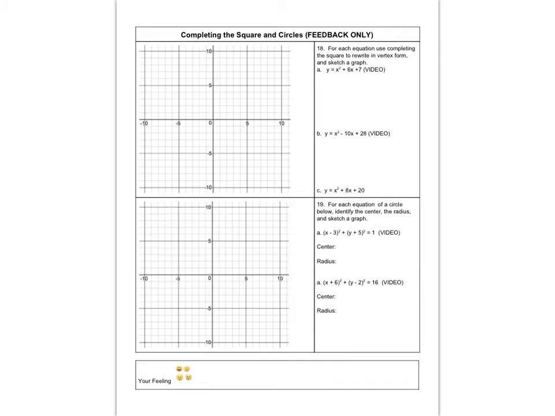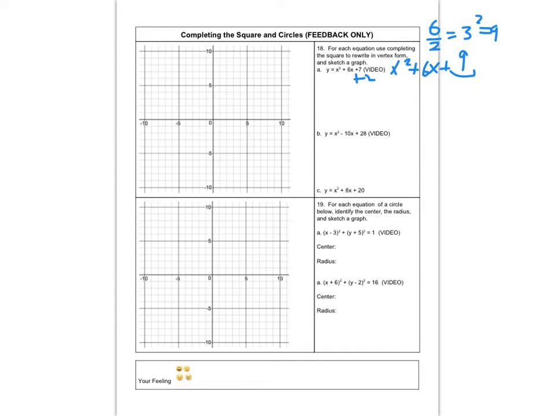Now we've got completing the square and circles. In general, you guys are liking this a little bit better than some of the other stuff we've done. So the first thing that I might try to do is to rewrite this in vertex form by trying to make this a perfect square. So we got x squared plus 6x plus something. If I divide 6 by 2, I get 3. And 3 squared, I get 9. This has to be a 9 here. The way I do that is I'm going to add 2 to both sides.